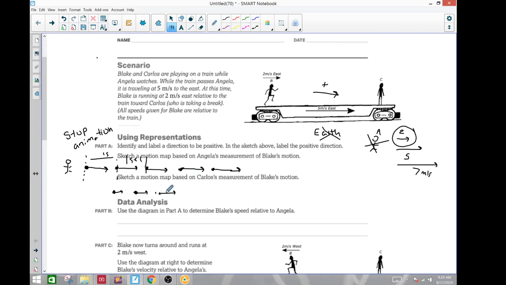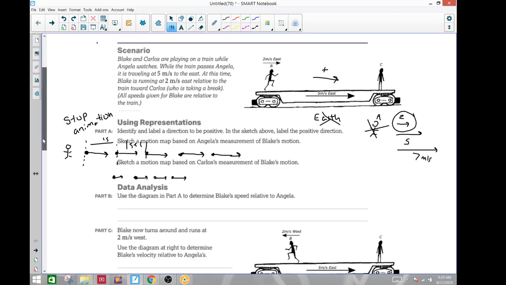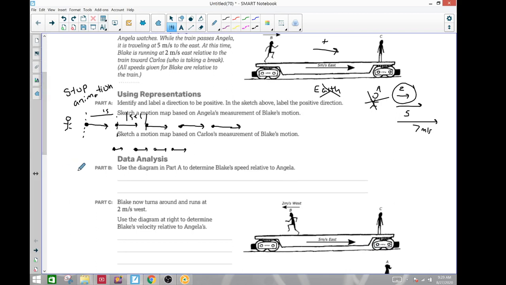Okay, and that's basically it. You can draw as many as you want as we move along here. All right, keep them all short, and they all should be the same. This one got a little bit long, so I'll just make it a little bit shorter, and there we go. Ideally, if I wanted to, I could copy and paste these little guys, and they'd be identical, but I get the point. Using the diagram, part A, determine Blake's speed relative to Angela, and we just did this right here. So that's this explanation right here. 2 + 5 = 7. And you can write that out if you want.